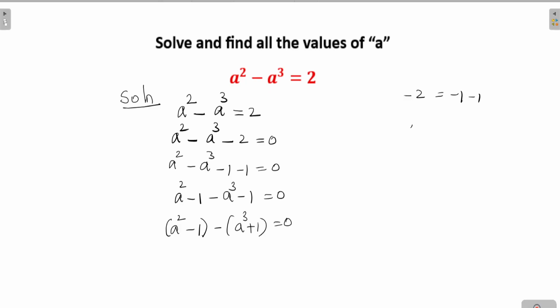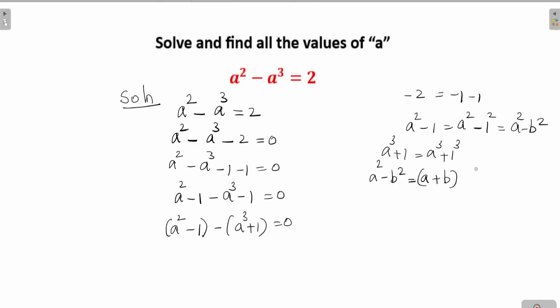Now the first term, a square minus 1, is the same as a square minus 1 square. This is a square minus b square. The last term, a cube plus 1, is the same as a cube plus 1 cube, so this is in the form of a cube plus b cube. So let us write the expansion of a square minus b square: a square minus b square is a plus b into a minus b.